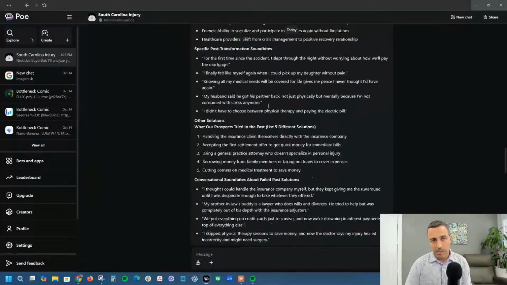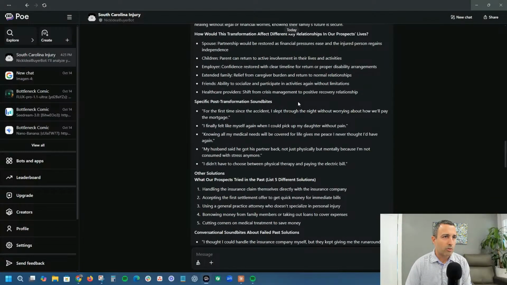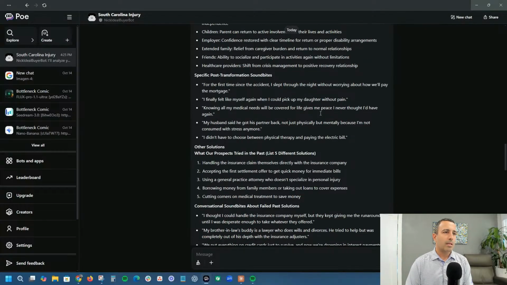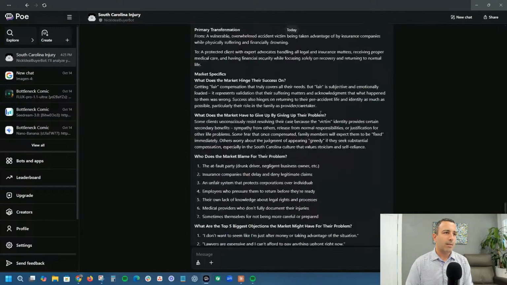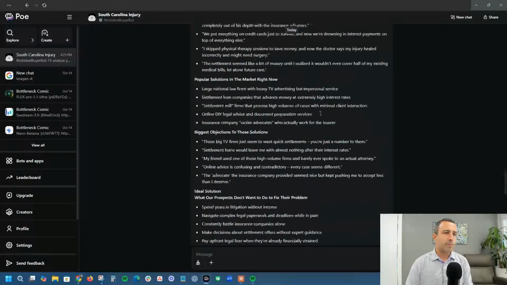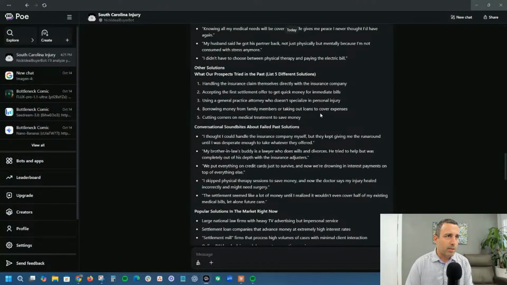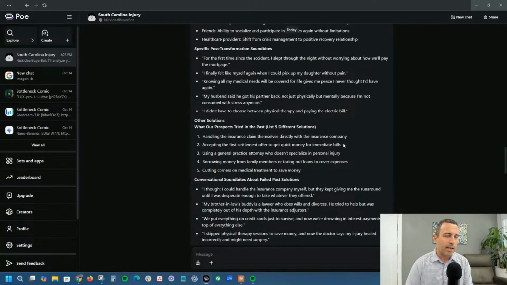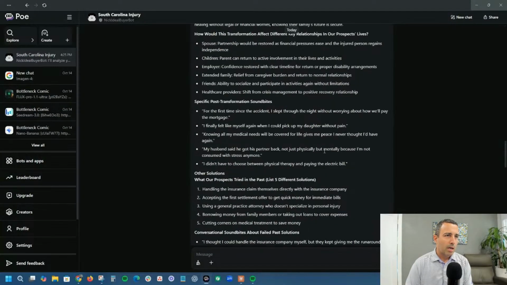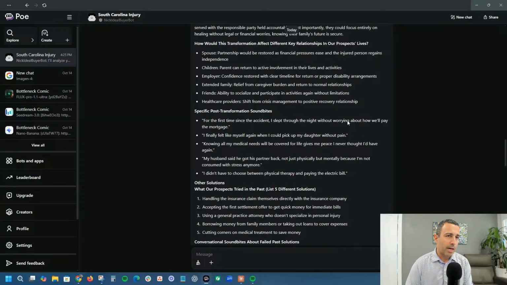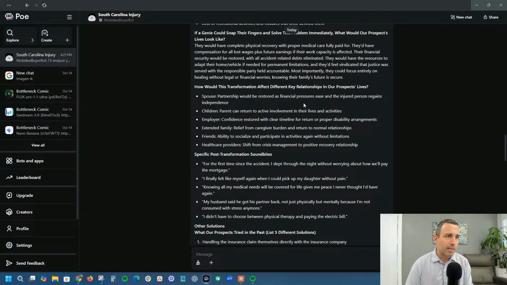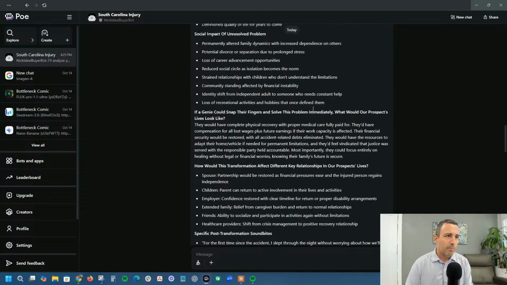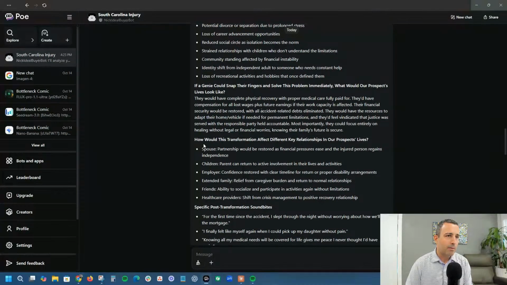Let me see how much. I think this is about halfway. Specific post-transformation sound bites. Let's see what else is down here. Yeah, so far so good, but let's keep going though. I want to see if there's anything here that doesn't hit the mark. And I just really want to see how good of a job this thing did in preparing this ICP, or ideal client profile.